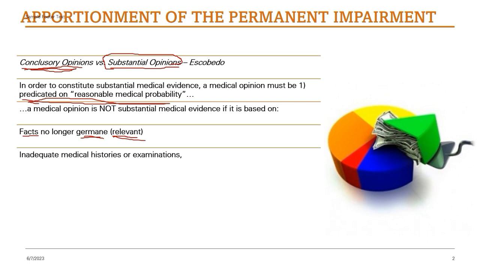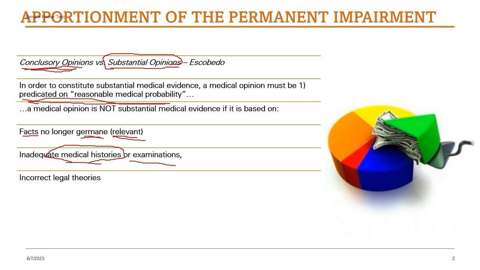An opinion is not substantial medical evidence if it's based on inadequate medical histories or examinations. Therefore, your medical history should be sufficient. Your examinations should support your apportionment approximate percentages. You should have citations from the medical history upon which you can rely in support of your apportionment approximate percentages. You should have findings from the physical examination that you can cite and reference in support of your apportionment approximate percentages.